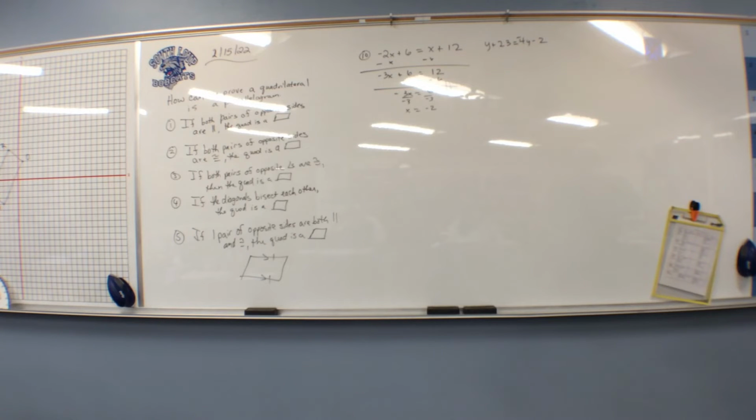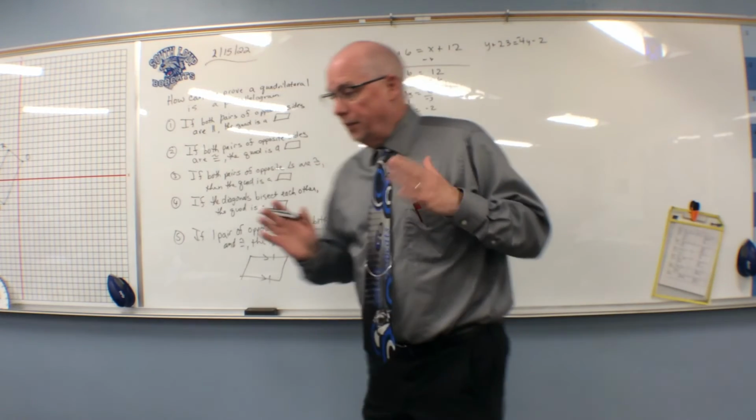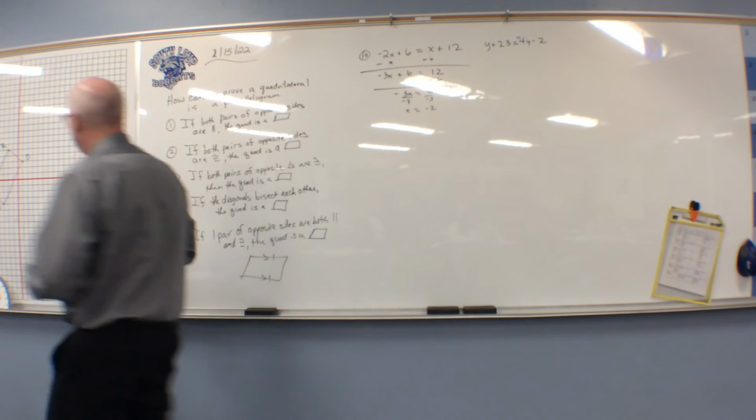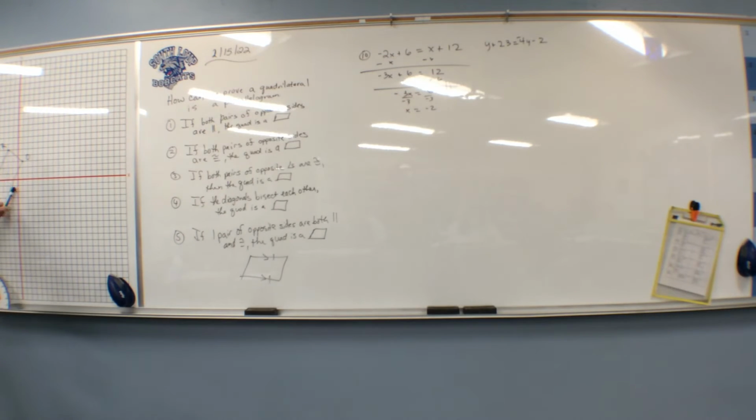Do you know how to find slope? When you're given coordinates, you take the changing y over the changing x. Okay, so on number 5, you have to do the slope of these two sides, and you have to do the slope of these two sides, and you have to show that the slopes are equal.